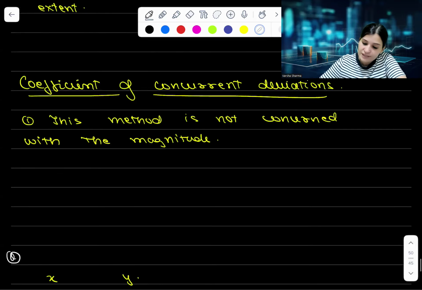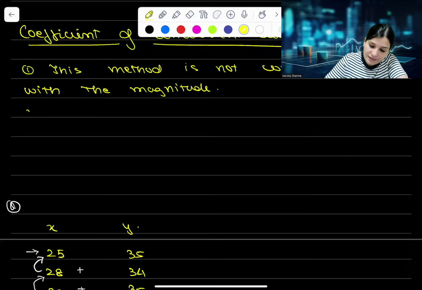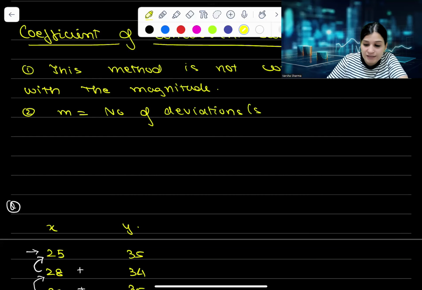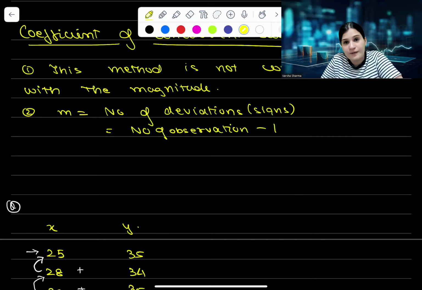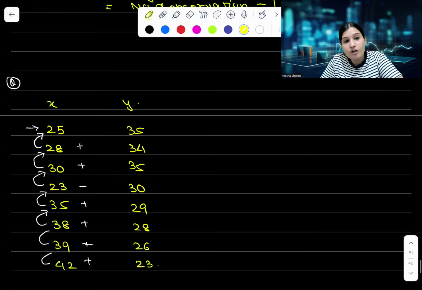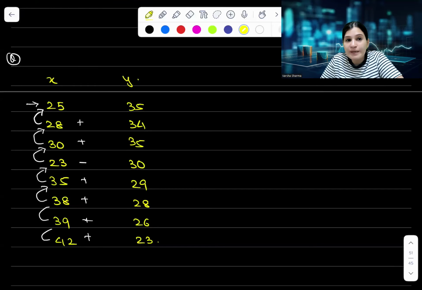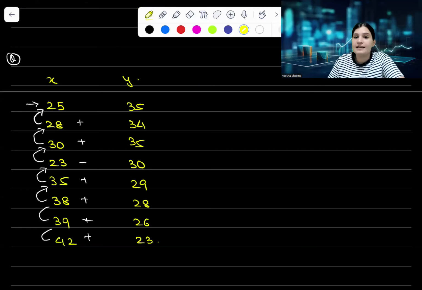Always. So understand the symbols here. The first symbol is M, the number of deviations, the number of signs basically. It will always be one less than the number of observations. Do you all agree? If there had been 10 observations, the first number cannot be given a sign, so I can only assign signs to the next 9 numbers. Do you all agree?